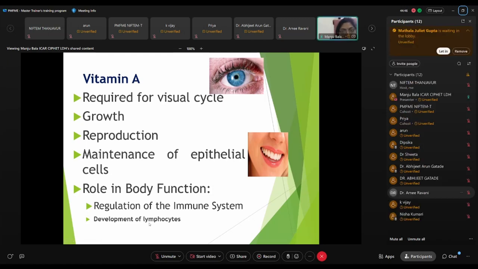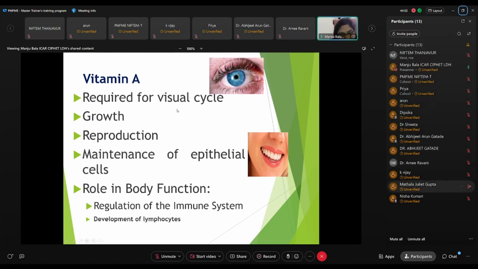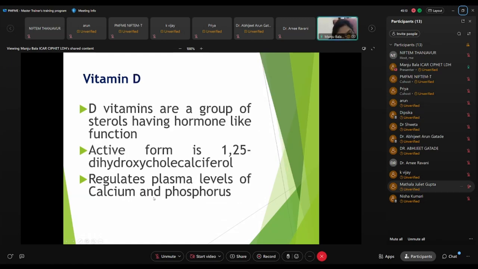Why do we need this? It is required for our visual cycle. We can see because of vitamin A. It is required for our vision. During growth, it is also required in kids for their growth. The reproductive cycle also requires vitamin A. For glowing skin, our cells need vitamin A, and our immune system and lymphocytes also require this vitamin A.